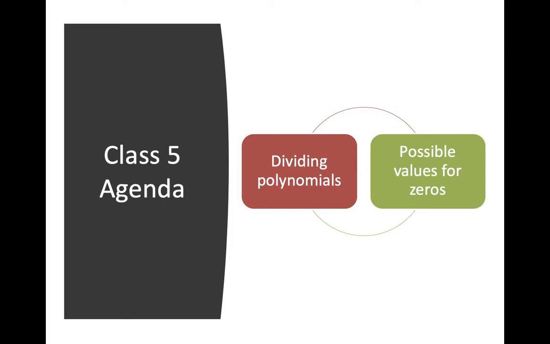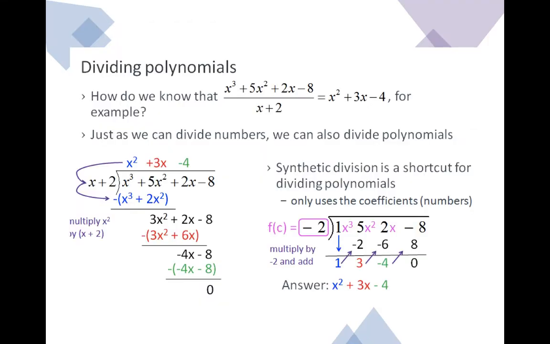Hello everyone. In this video, we will discuss dividing polynomials and possible values for zeros for some polynomial function. Let's start. Dividing polynomials. So you see, this is a polynomial function and this is another polynomial. We have to divide this polynomial function by this.